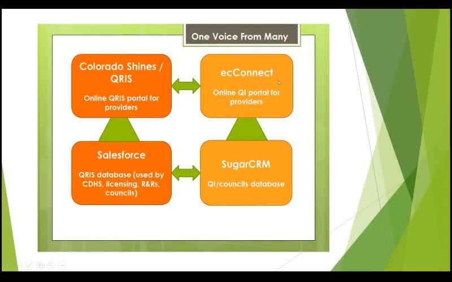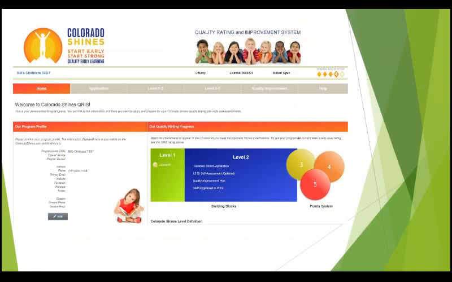ecConnect, like Colorado Shines, is an online portal for providers to use, so it's more public, providers can log in. ecConnect is built on top of Sugar, and those are both ECLA systems. And Colorado Shines, the QRIS system, is built on top of Salesforce, and those are both CDHS systems. So I'm not going to do questions yet because any questions you have so far, I hope, will be answered in just a little bit.